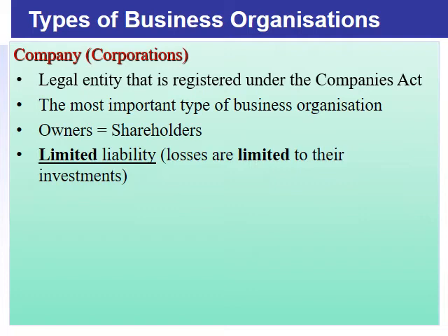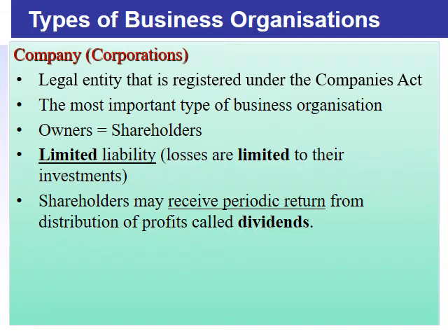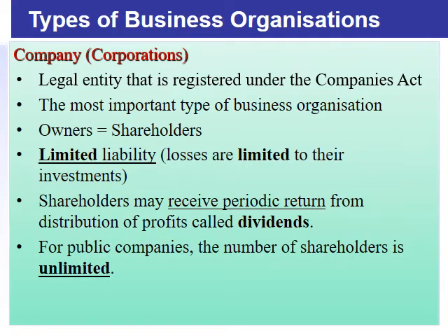Let's say you invested $10,000 into this business. If the company ever goes bankrupt and is still in debt, your limit is only up to the $10,000 that you invested. That's it. Shareholders may receive periodic returns from the distribution of profits called dividends. When the company does well and decides to reward the shareholders, they will give out dividends to the shareholders. For public companies, the number of shareholders is unlimited. They can have thousands and thousands of different shareholders.